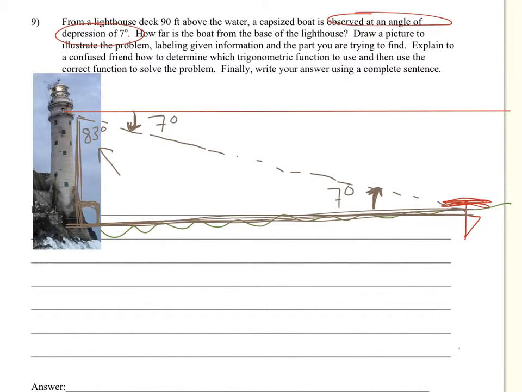If someone doesn't know how to find the trig function, that's a point where we'd want to say, let's put some numbers on here and see what they tell us. So they say the distance here from the shore to this part of the lighthouse is 90 feet.